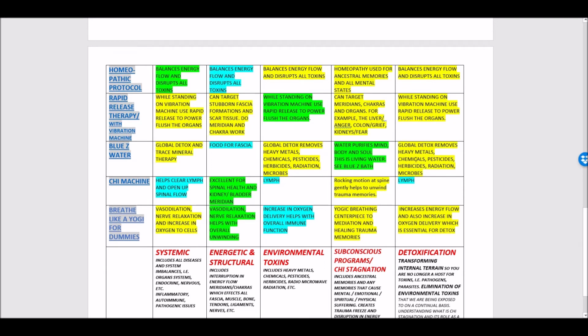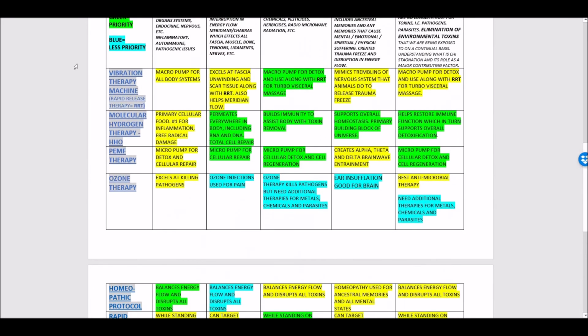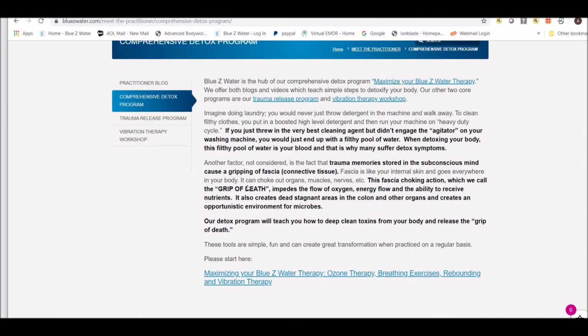Once again, for detoxification, Blue Z water's primary purpose is detoxification, and it goes after all the environmental toxins and the microbes. Now, the second thing we recommend in our detox program to go with the Blue Z water is the vibration machine. And I want to just show you a quick write-up we did. Okay, so in terms of detox, I just want to read you this one paragraph.